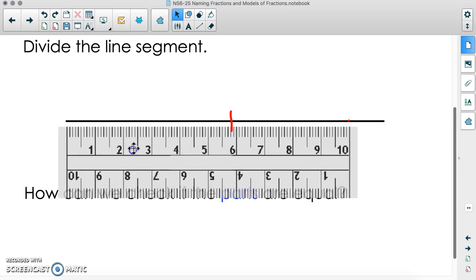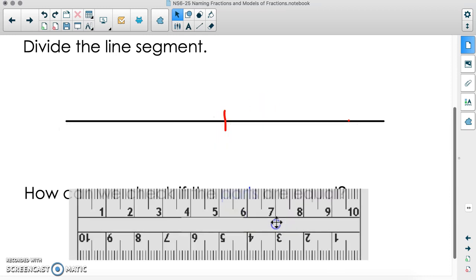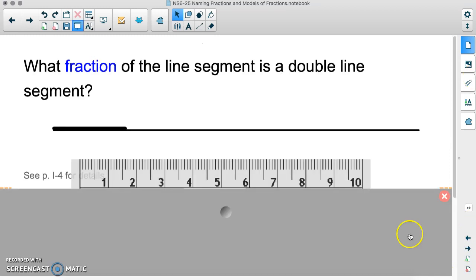So where would half of that be? Well, what's half of 11? Half of 11 would be 5.5. So we were really close to being halfway. So there would be about half. So we can always measure a line segment to find out how to divide it equally.